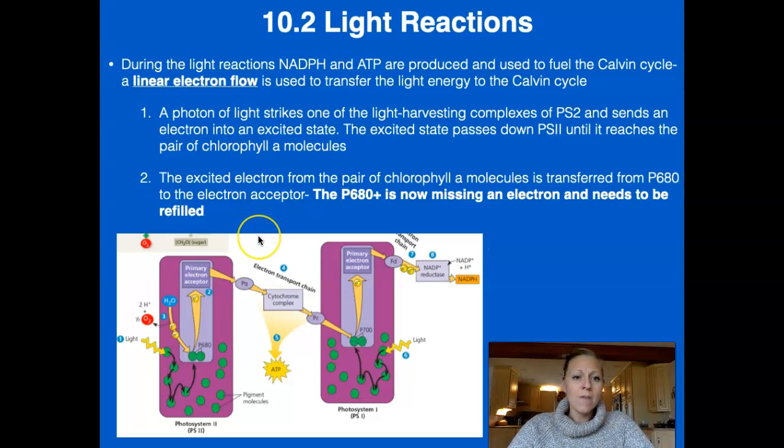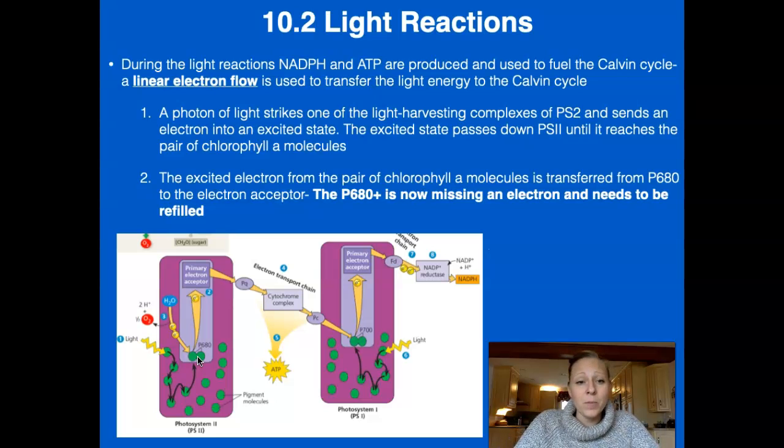So in step 1, a photon of light, so here's our photon of light, is going to strike one of the light harvesting complexes of photosystem 2. So it's counterintuitive that we start with photosystem 2, but we do because it was discovered second. And what's going to happen is that energy, so understand that it is the energy that is being passed. It is not an electron. It is energy that is being passed from one chlorophyll molecule to the next. So this one gets excited and it passes the energy onto this one. This one gets excited and it passes the energy onto this one, and so on until it reaches the electron pair of chlorophyll.